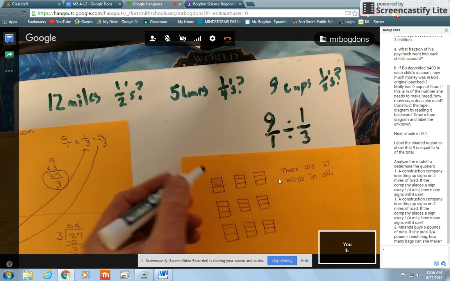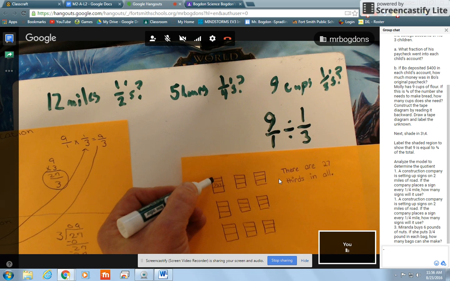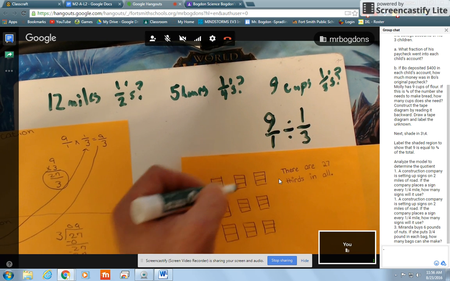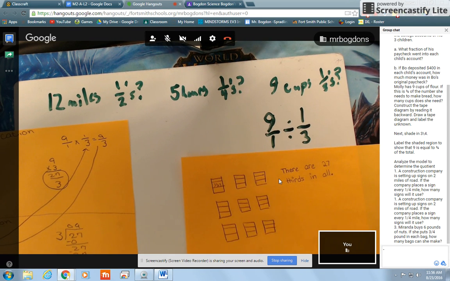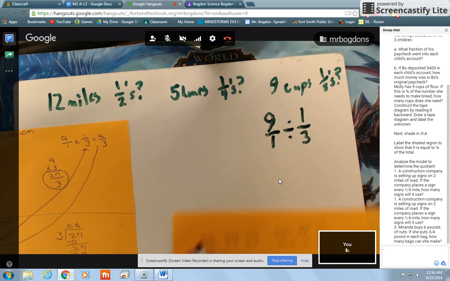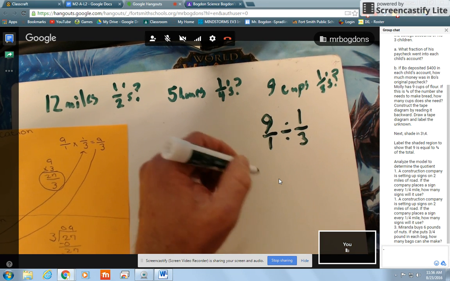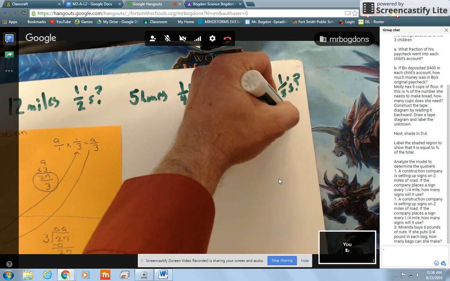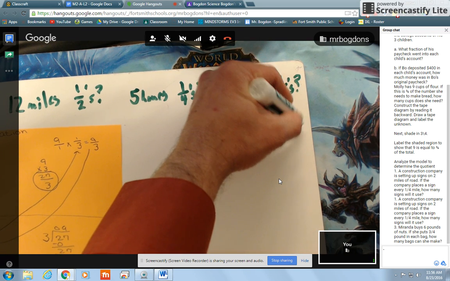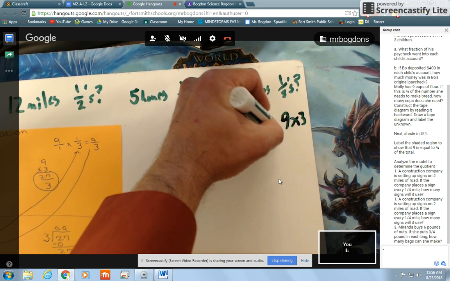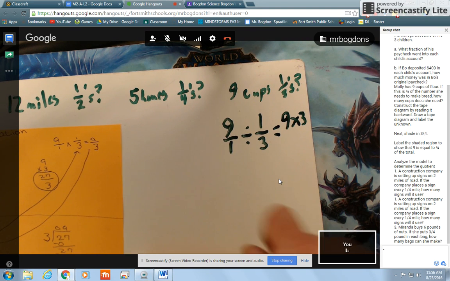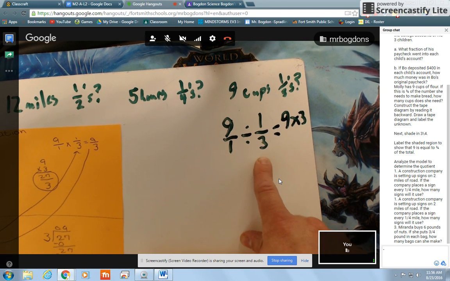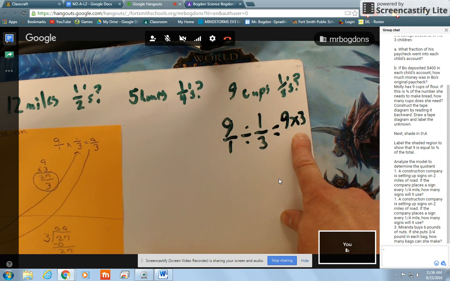Whenever I modeled, I said this first cup had how many thirds in it? 3. So this had 3, this had 3, this had 3, this had 3, this had 3, this had 3. I could add that up, but what's faster than adding? So what's my multiplication sentence I could have written? I could have written 9 times 3. Then I need to show how 9 divided by 1/3 is the same thing as 9 times 3.